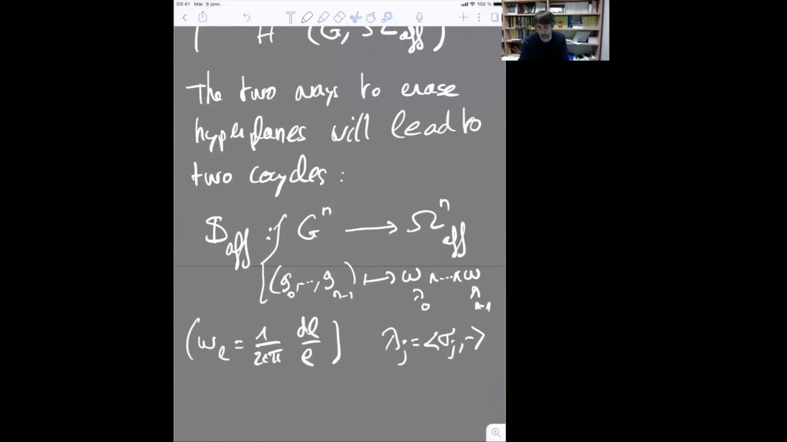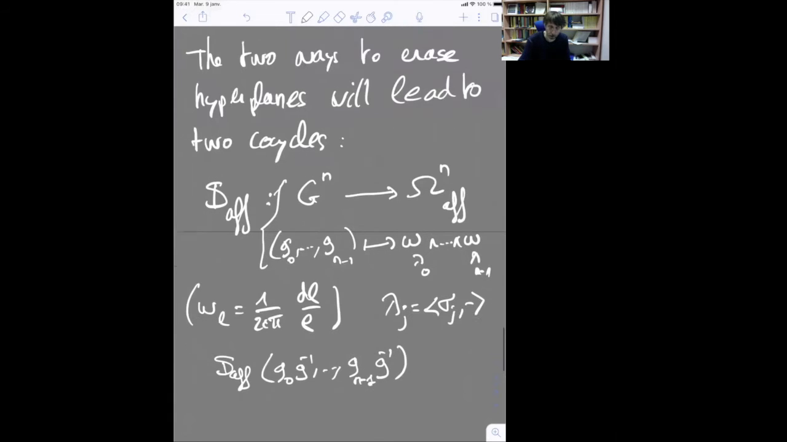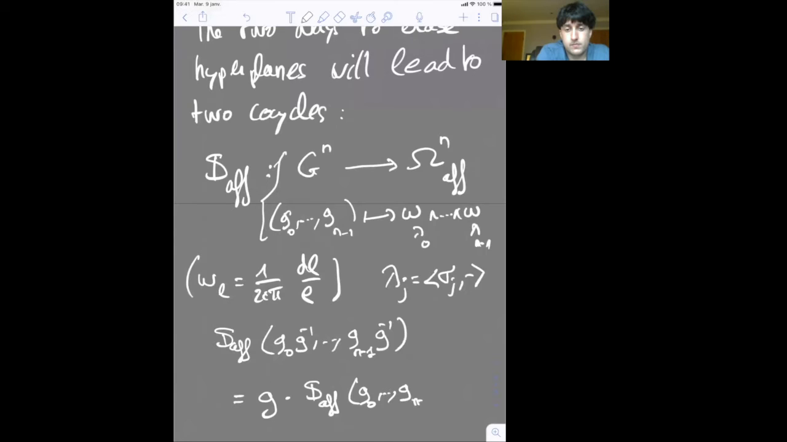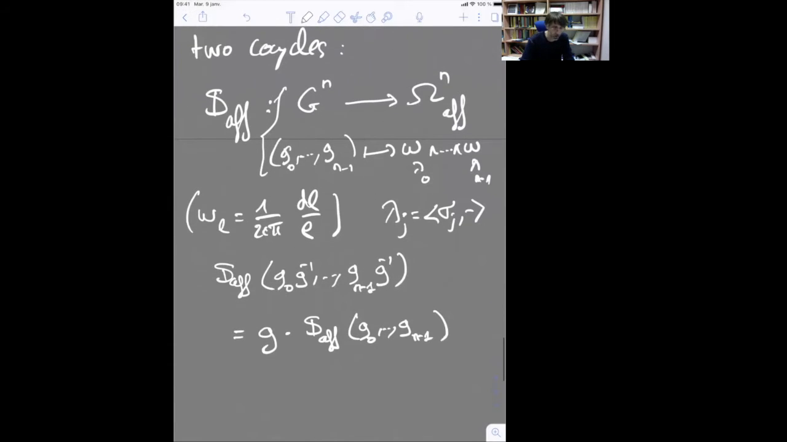So first you have to check that S affine of, so if you multiply all the elements by G, then what you get here is the action of G on the form S affine of G naught up to Gn minus 1. So that's really easy because you know how G acts on the linear forms. It's immediate from the formula, and also it's a cocycle property.